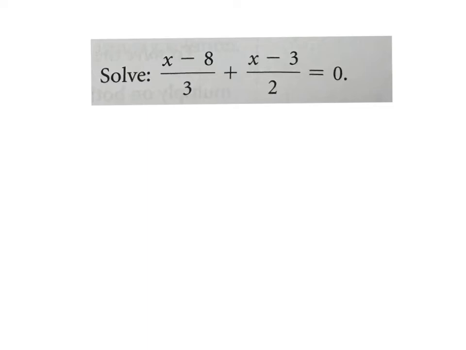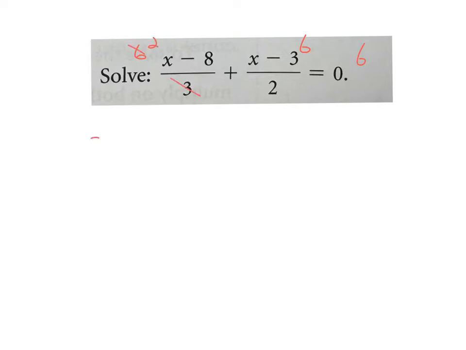What we're going to do with these things is multiply everything by the LCD and make the fractions disappear. The LCD of 3 and 2 is 6. I'm going to multiply that term by 6, that term by 6, and that term by 6. The 3 and the 6 cancel, which gives me 2.